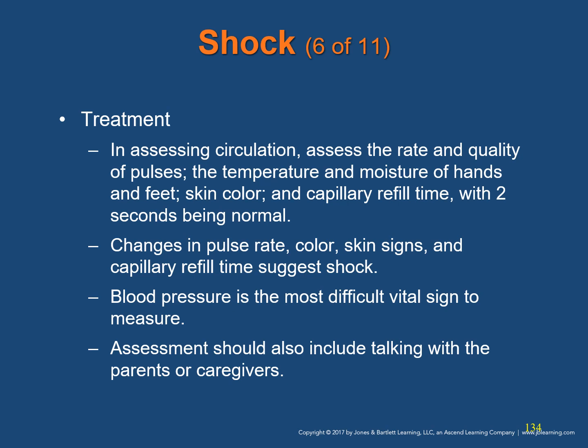Blood pressure is the most difficult sign to measure in pediatric patients. Blood pressure may be normal with compensated shock. Low blood pressure is a sign of decompensated shock requiring ALS and rapid transport. Assessment should also include talking with the parents or caregivers to determine when signs and symptoms first appeared and whether any of the following occurred: decreased urine output, absence of tears, sunken fontanelles, changes in levels of consciousness and behavior.